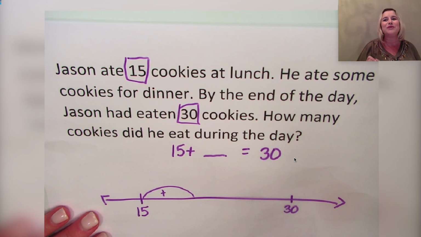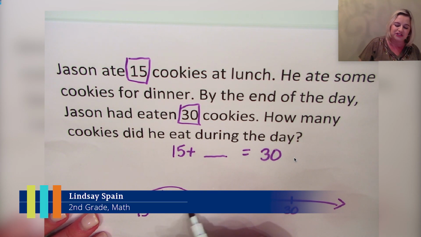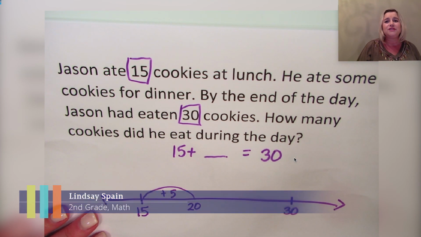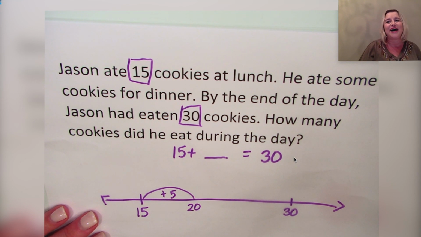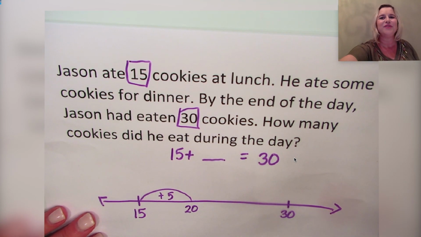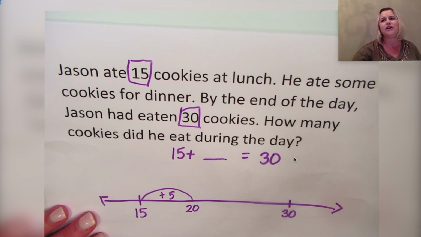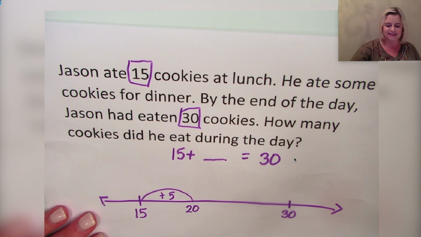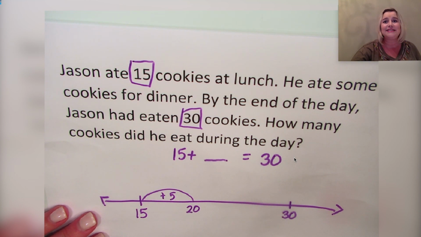I'm going to add 5 onto 15 to get to 20, which is a friendly number. Would you please add on to 15 to get a friendly number? We've added on 5 cookies, but have we gotten to the sum of 30 yet? Right, we haven't. What is your favorite way to get from 20 to 30? Would you like to count by fives or tens? A lot of you said to count by tens, so add a 10 with me.